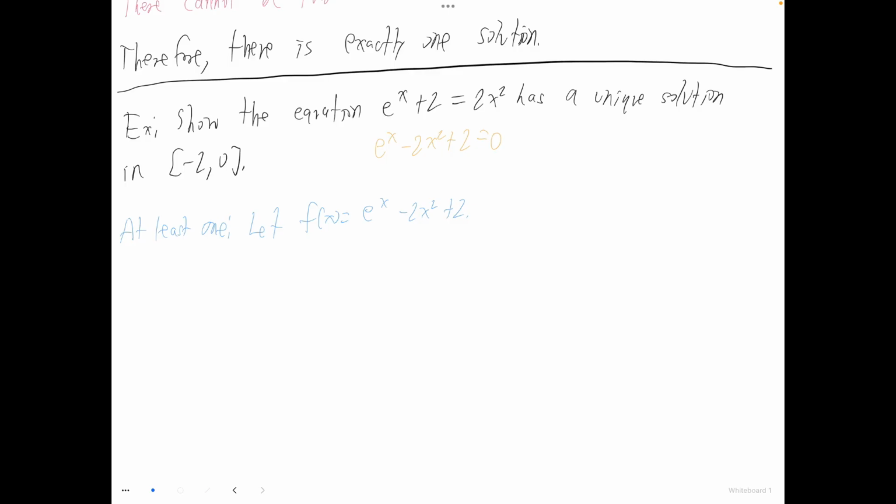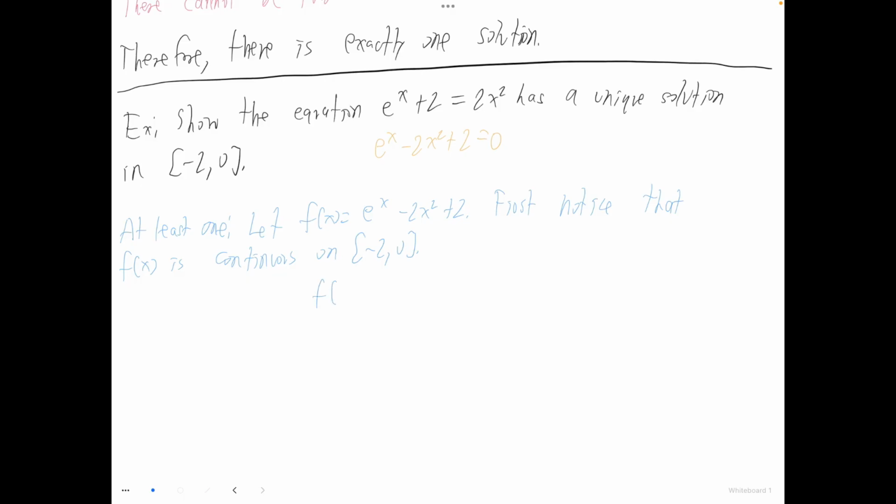Okay, and so first notice that f of x is continuous on the interval negative 2 to 0. So e to the x is always continuous, and negative 2x squared plus 2 is always continuous. And the sum of continuous functions is continuous, so this thing's always continuous. So it's continuous on negative 2 to 0.